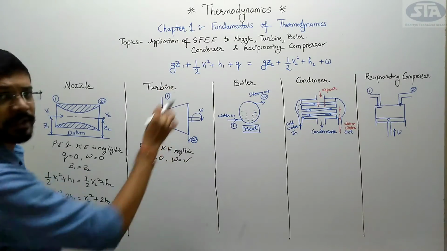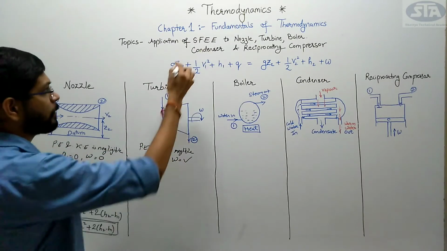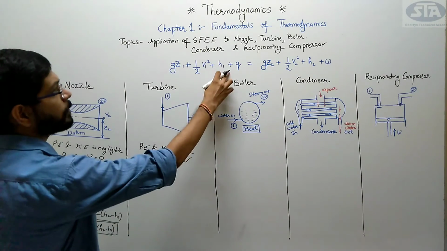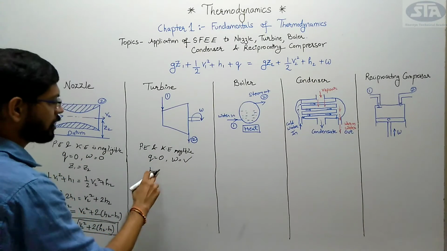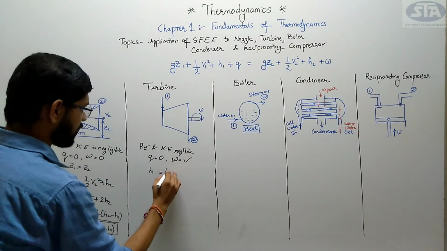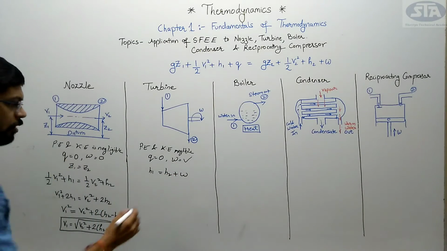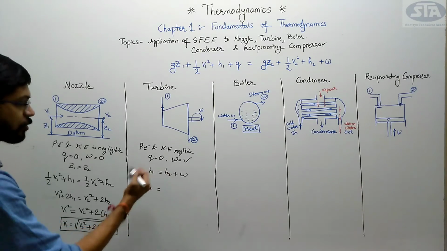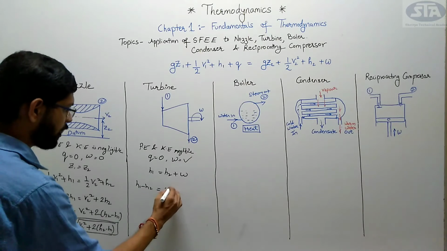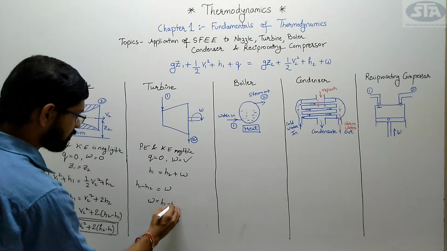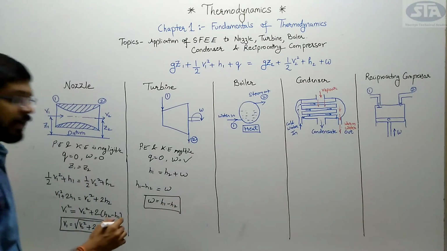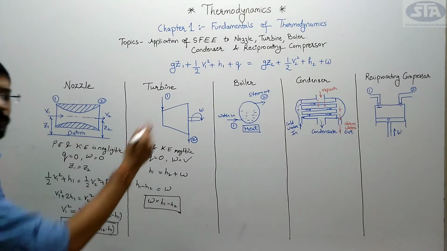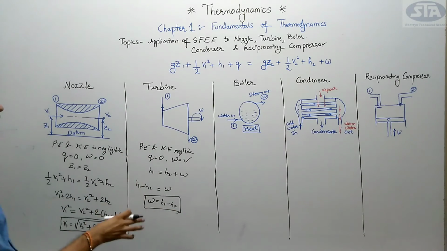Potential energy and kinetic energy are considered negligible, so these two terms get cancelled directly. What will be there is H1 plus Q? No, because there is no heat transfer. So H1 equals H2 plus W. So W will be H1 minus H2, taking this positive H2 to the left hand side. W equals H1 minus H2. Clear? Thus my enthalpy drop, H1 minus H2, is converted into useful work. Clear with this second device?